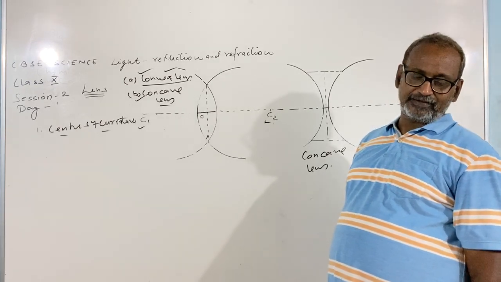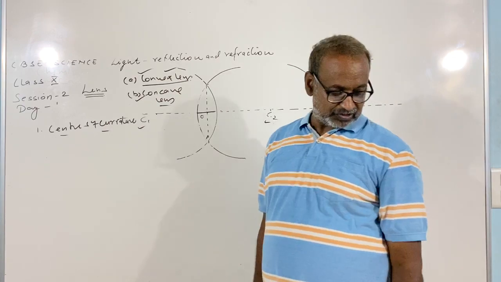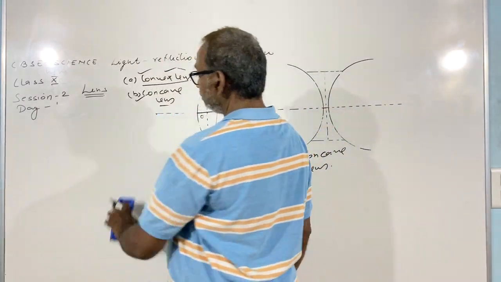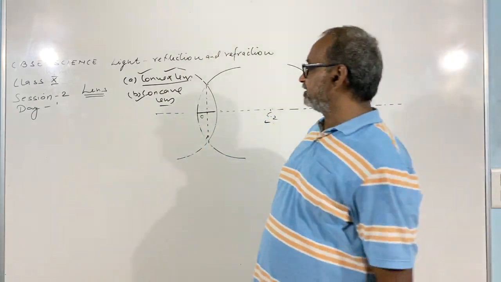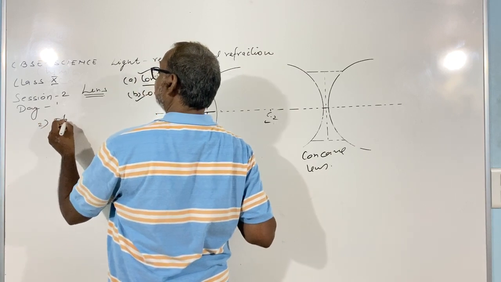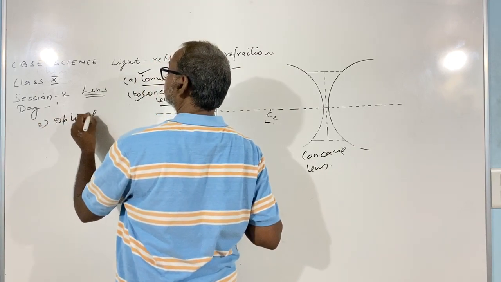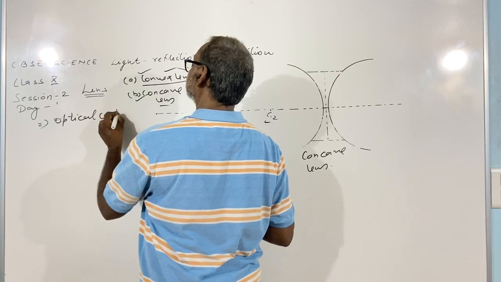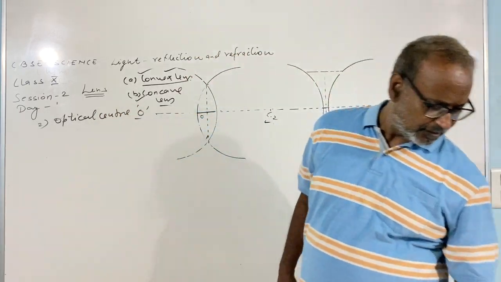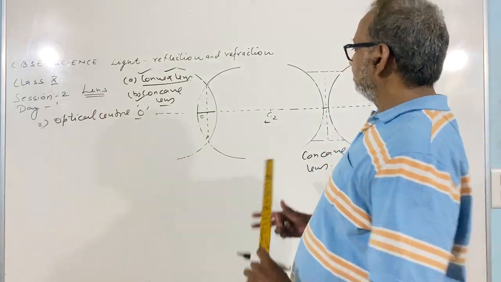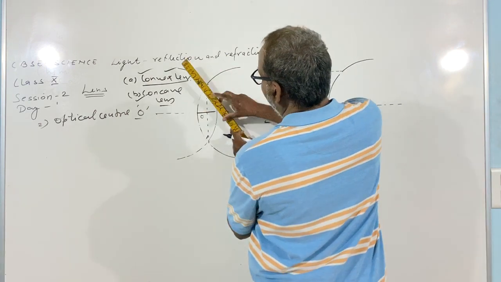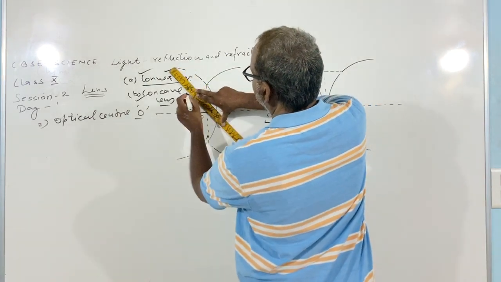Centers of curvature, and they are denoted by C1 and C2. The second term that we shall discuss is optical center, O. This is a lens, and this point is known as optical center.